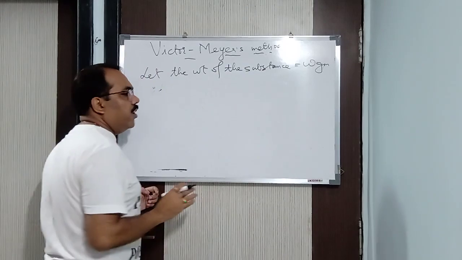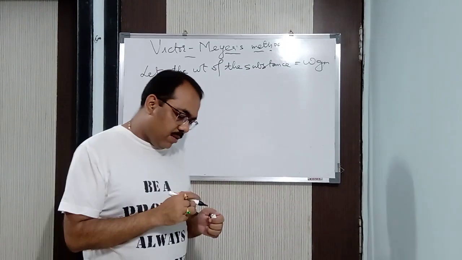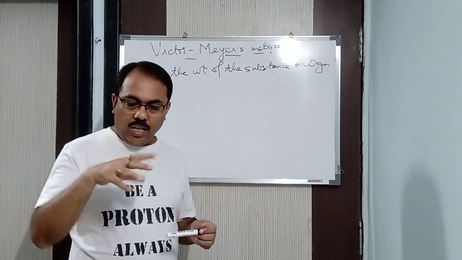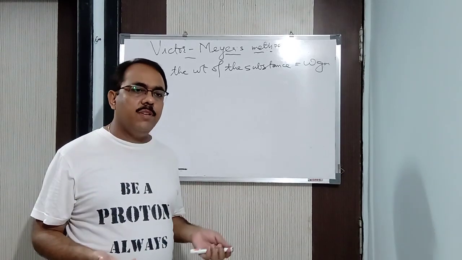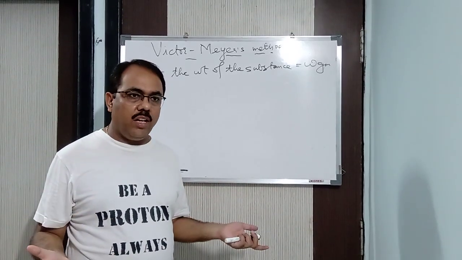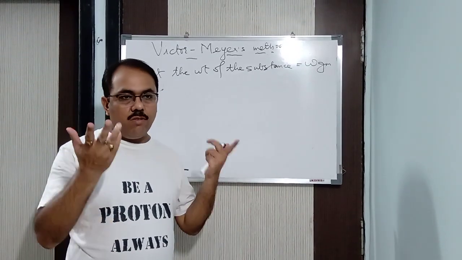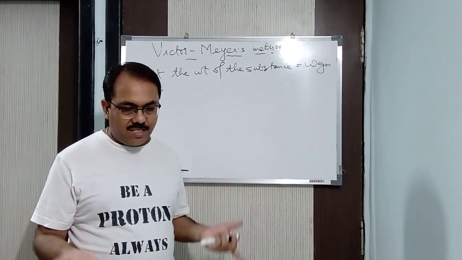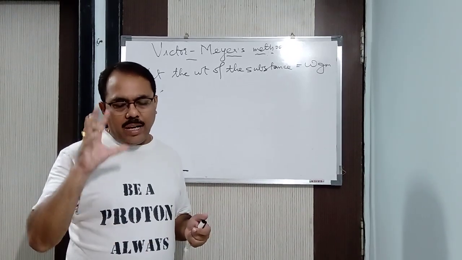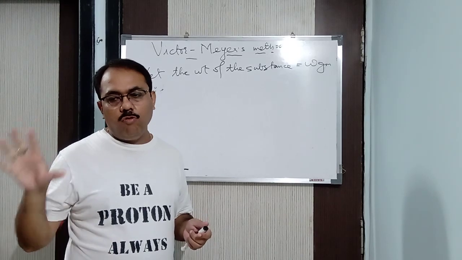Now, what you do is put that particular substance in a hot glass tube. As it is a volatile substance, as I already said, it will volatilize out. Volatilize out means the gases will come out. Now collect these gases over water.